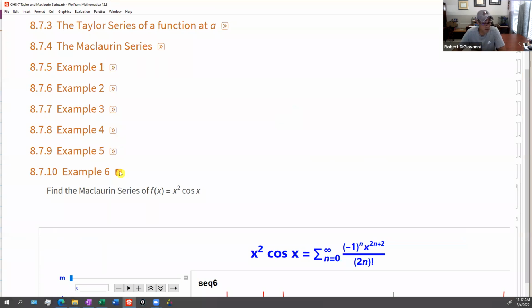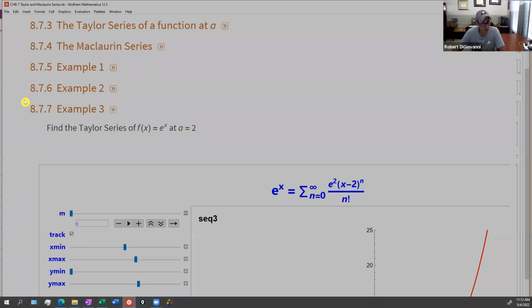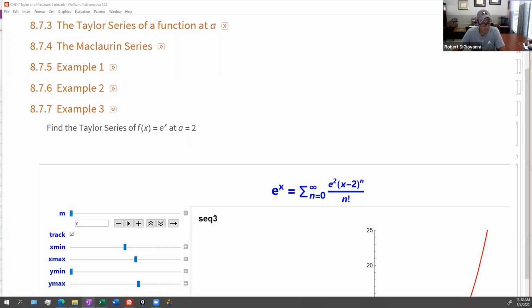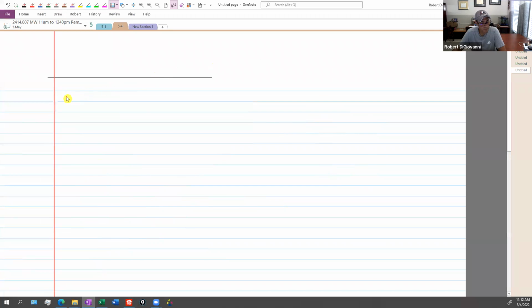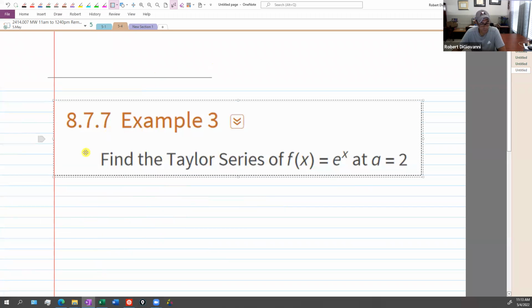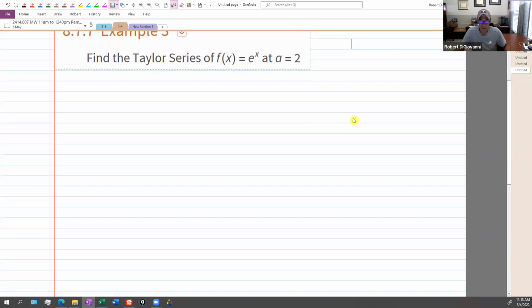Okay, so that takes care of example 6. Let's go back to example 3, and let's find the Taylor series for e to the x at a equals 2. So this is a Taylor series, not a Maclaurin series, right? That means my center is at 2, not at 0. So I'm going to have to derive this.